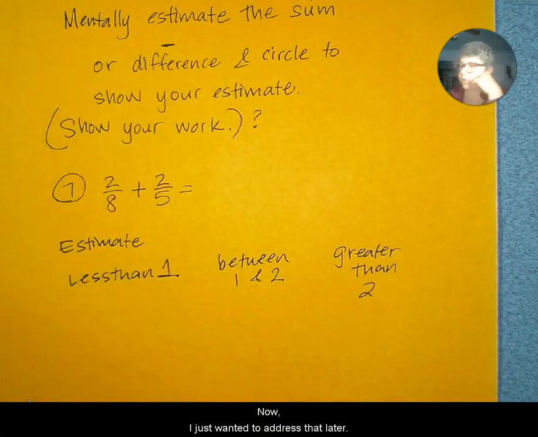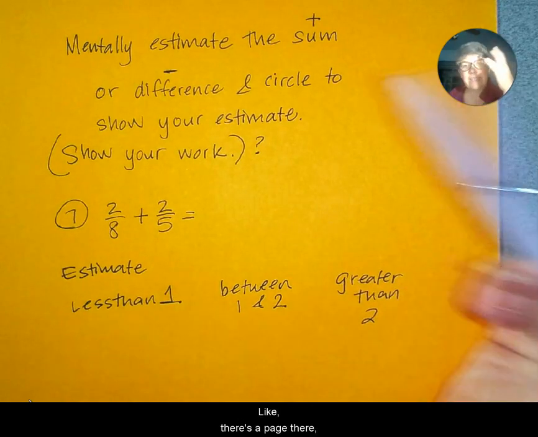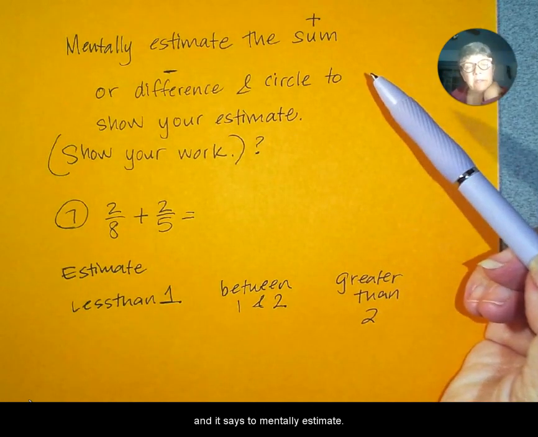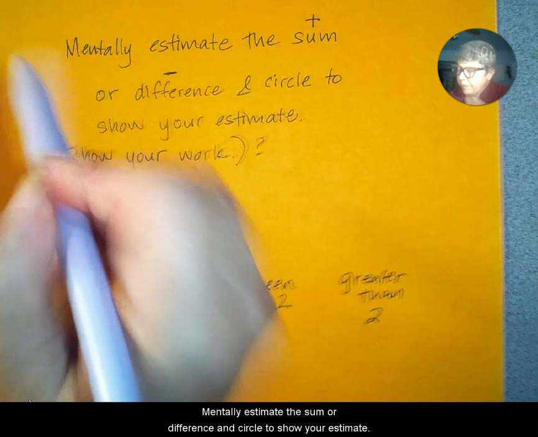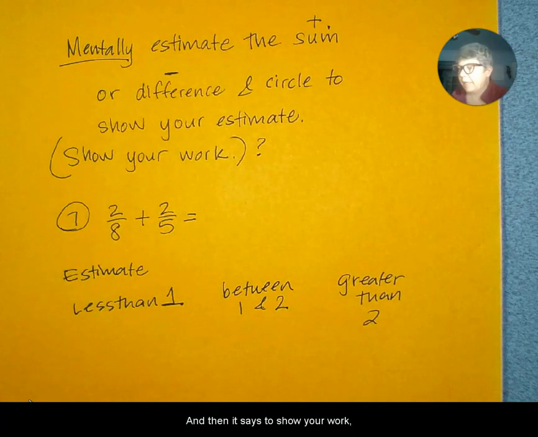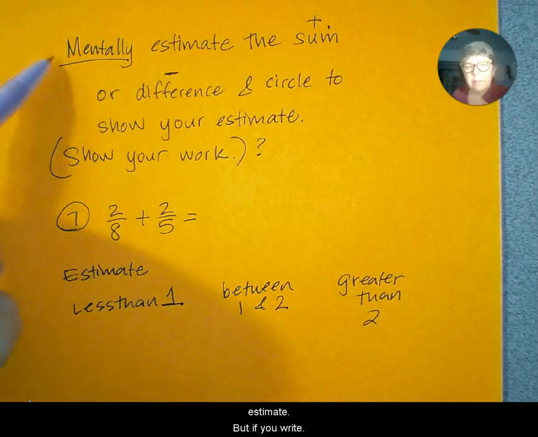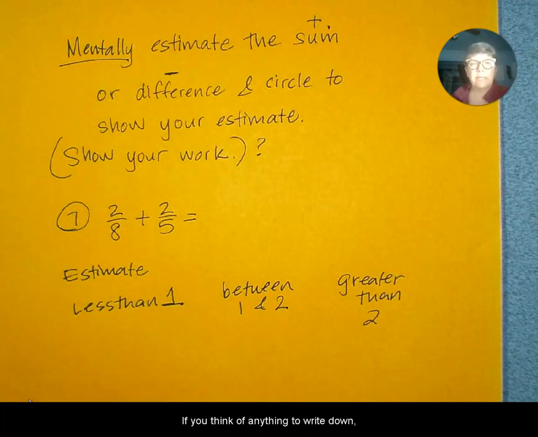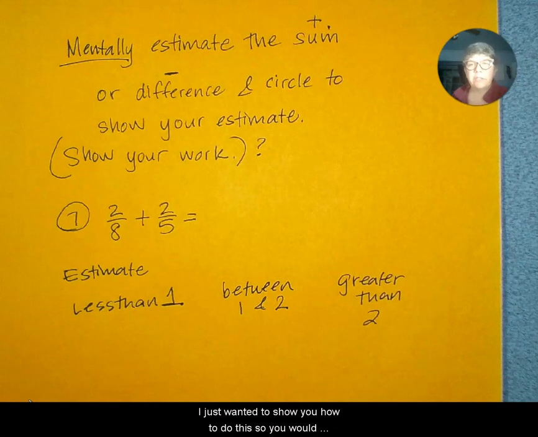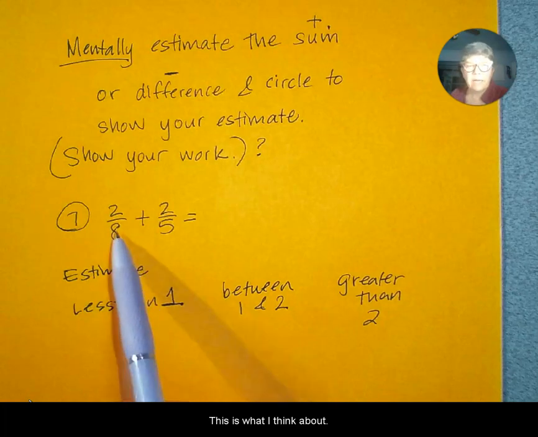Awesome job. Now, I just wanted to address that later in your problem set, you have number 7, there's a page there, and it says to mentally estimate the sum or difference and circle to show your estimate. And then it says to show your work, which was confusing to me because it says to mentally estimate. But if you think of anything to write down, go ahead and write that down. I just wanted to show you how to do this so you would understand when you get to that part of your problem set.